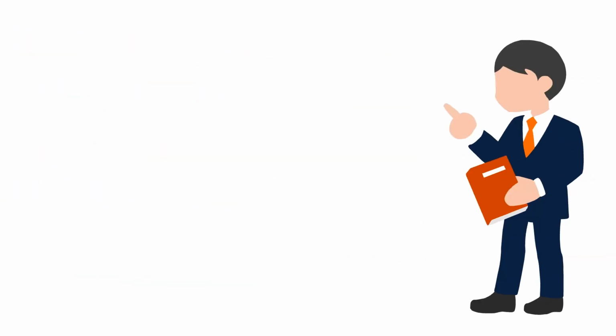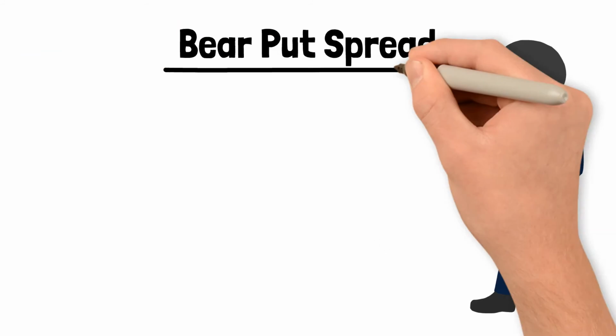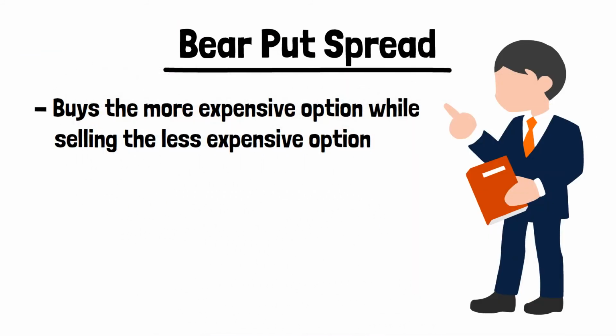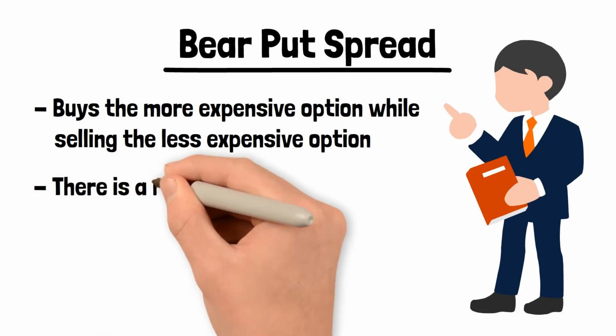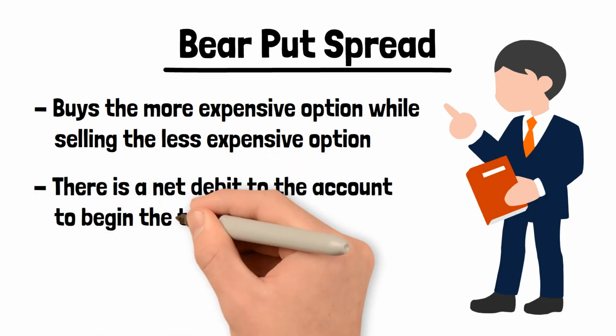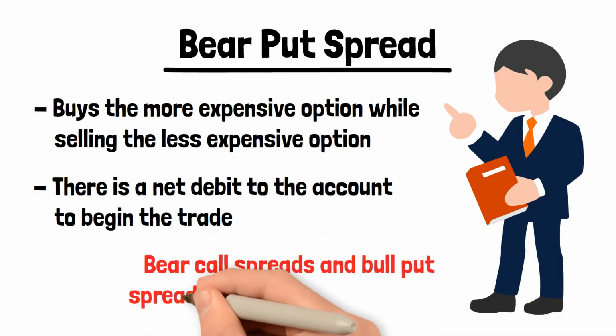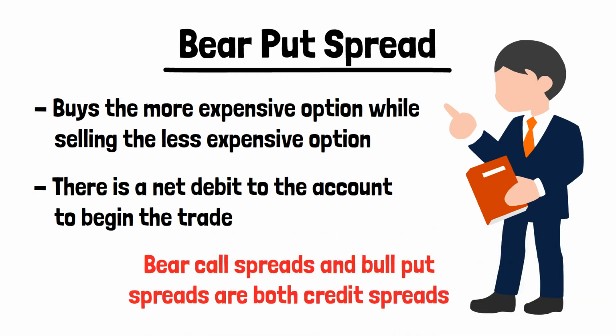The opposite trade, called a bear put spread, also buys the more expensive option while selling the less expensive option. Again, there is a net debit to the account to begin the trade. Bear call spreads and bull put spreads are both credit spreads.